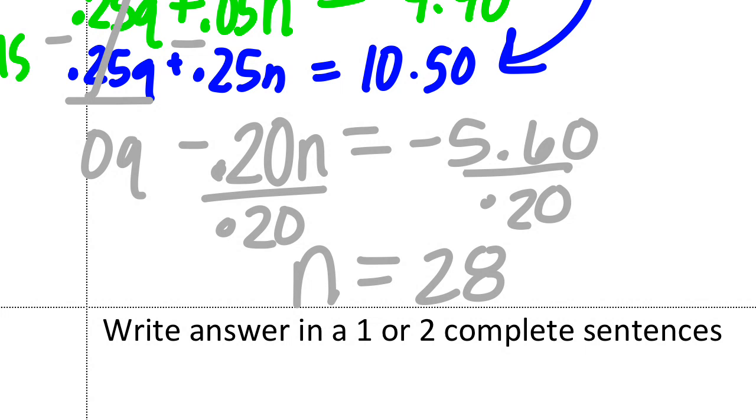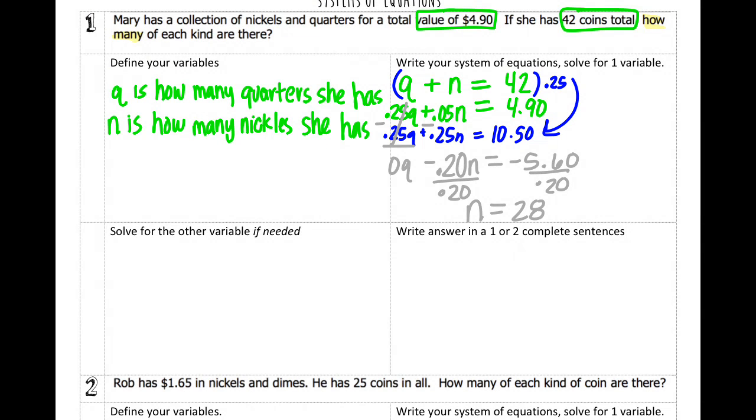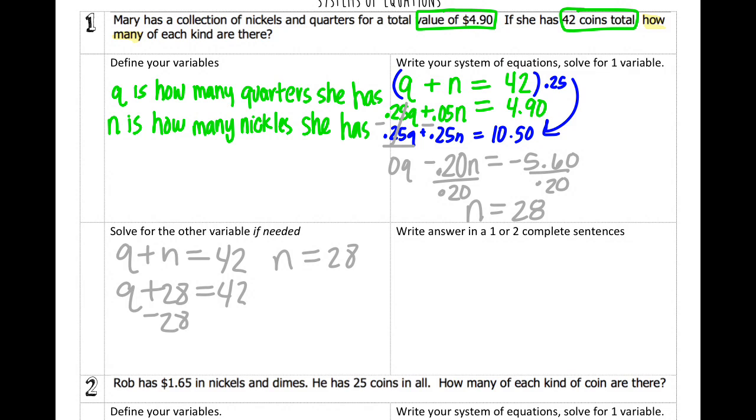Okay, so now that I have 28 nickels, I can figure out how many quarters I have because I know that my quarters plus my nickels together has 42 coins. And I know I have 28 nickels. So I know my quarters plus 28 nickels should be 42. I can take away how many nickels I have. And I find that my quarters is actually 14. 42 minus 28 is 14.